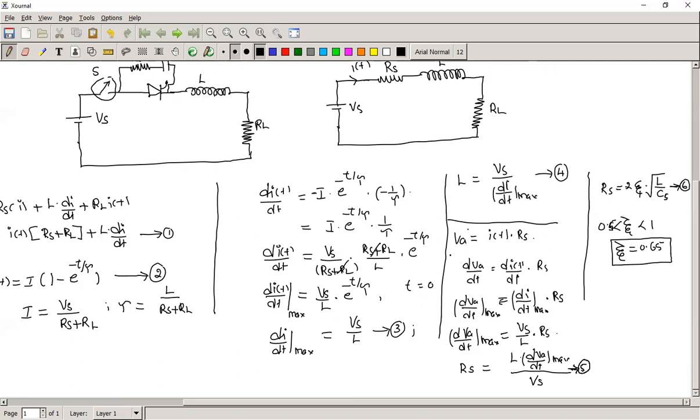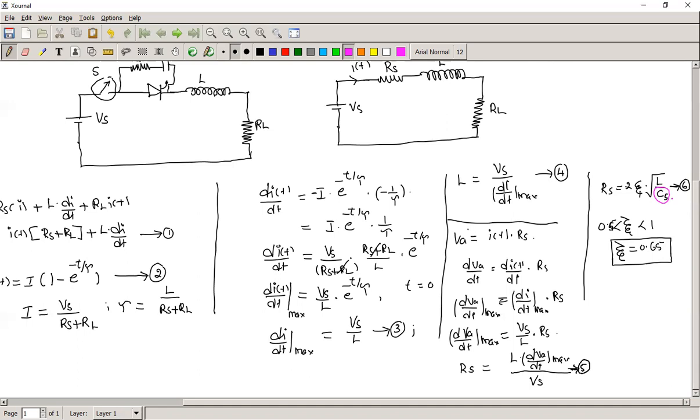So here we know how to find the inductance from equation 4. Once we know the inductance, we can find the resistance. Once you know the inductance and resistance, by using equation 6 you can find the capacitance value. The zeta value always lies between 0.5 and 1, but the optimal value is 0.65, so that we can find all the parameters of the snubber circuit as well as the di by dt inductor.